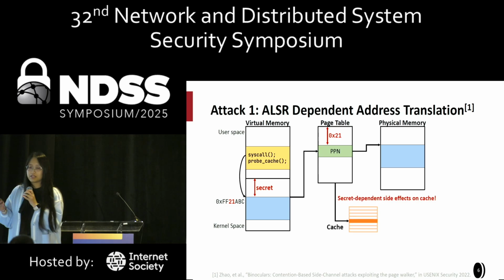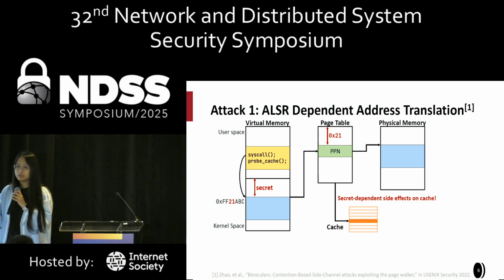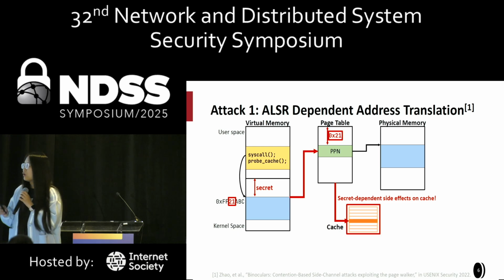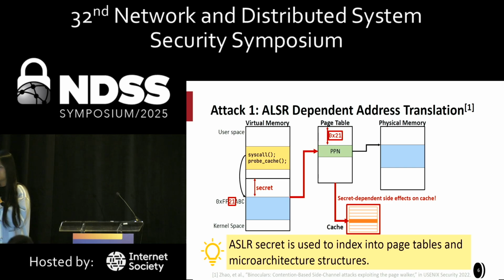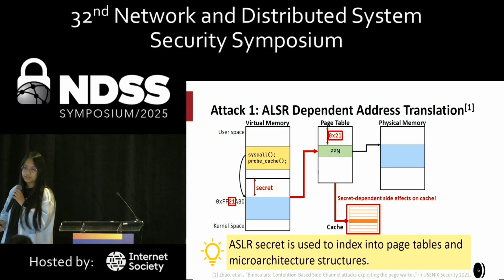Then, the processor will cache this corresponding page table entry inside the cache and cause secret-dependent side effects on the cache. Therefore, the secret is spread over the page tables and all the memory system, exposing a very large attack surface. In a word, the ASR secret is used to index into page tables and microarchitecture structures such as cache, TLB, and BTBs, thereby leaking easily.